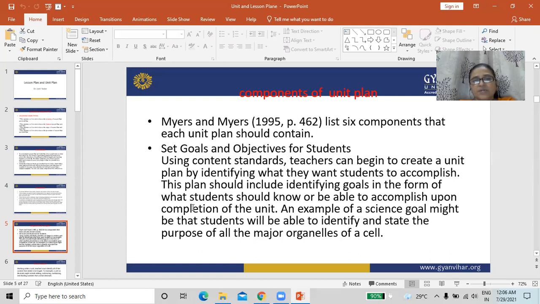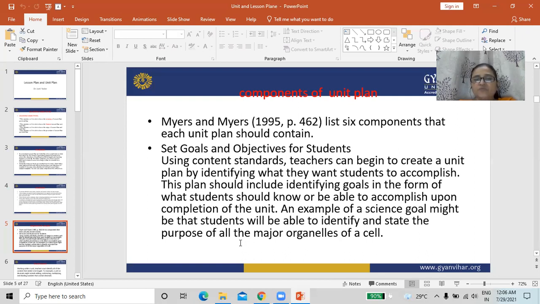Using content standard, teacher can begin to create a unit plan by identifying what they want a student to accomplish. This plan should include identifying goal in the form of what a student should know or be able to accomplish upon completion of the unit.